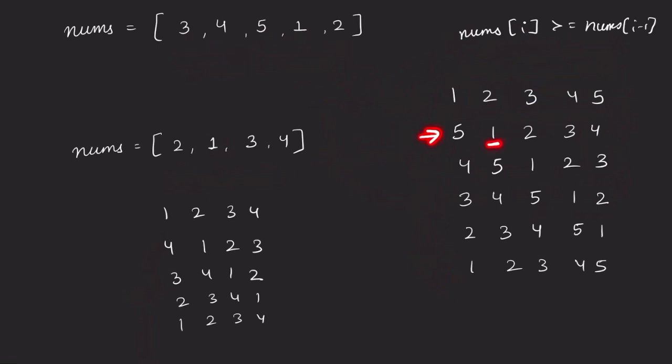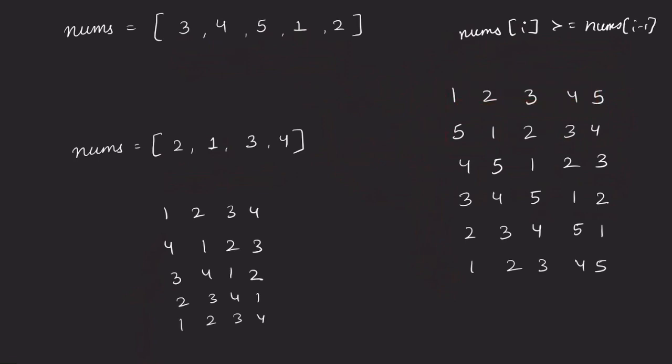1 is not greater than or equal to 5. So here the condition is not satisfied. But here 2 is greater than or equal to 1, yes. 3 greater than or equal to 2, yes. 4 greater than or equal to 3, yes. So there was only one position where the condition was not satisfied. So that means this is a valid rotation of the sorted array, right?